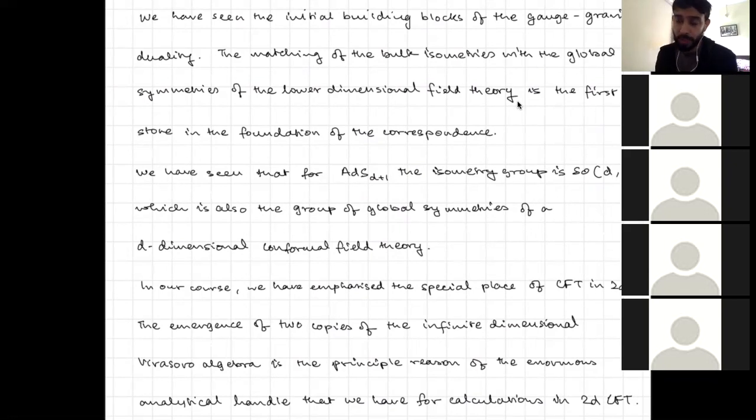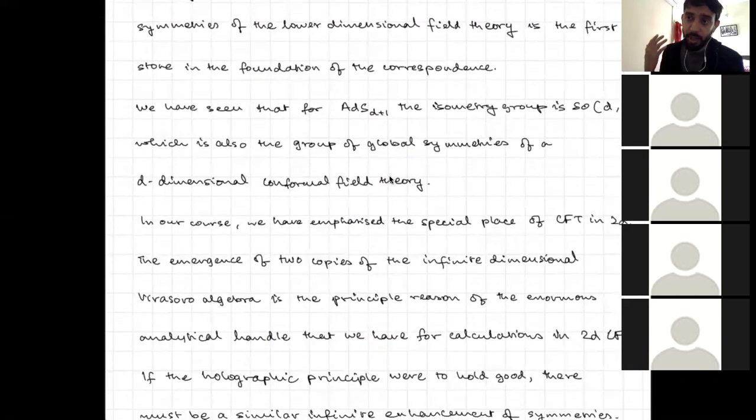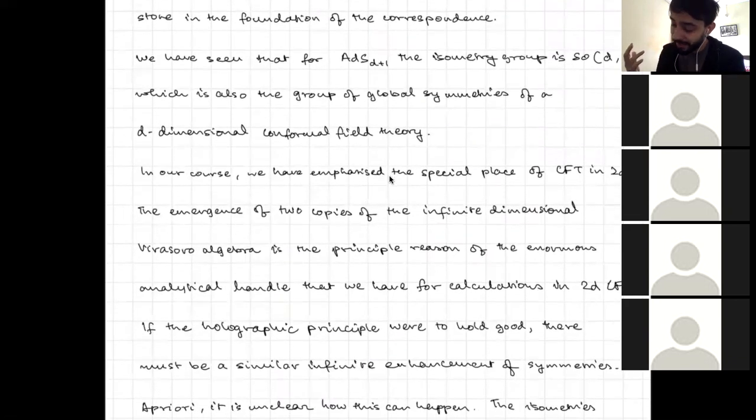So you have two copies of the Virasoro algebra that emerge, and this has been the principal reason why there was so much simplification, so much of an analytic handle that we could have in this case. Okay, so the natural question is: is there a similar infinite dimensional enhancement for symmetries in AdS?